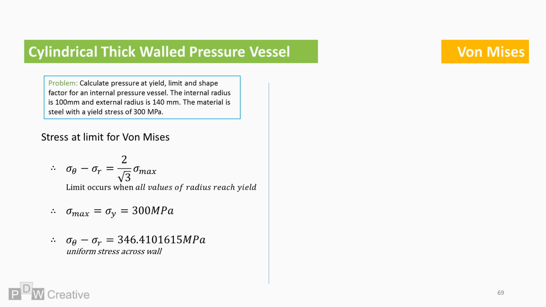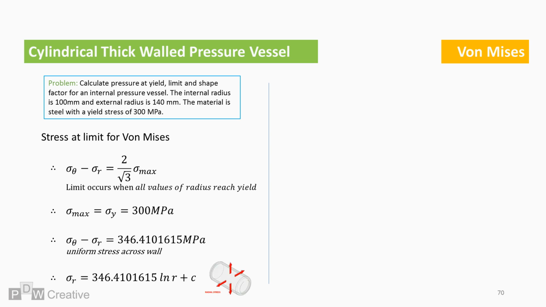346.41 megapascals. What we are saying by stating this is, although yielding starts at 300 megapascals, and the vessel will deform as the entire wall thickness reaches yield, in reality the uniform stress across the wall will continue to climb before it reaches its absolute limit and failure actually occurs.